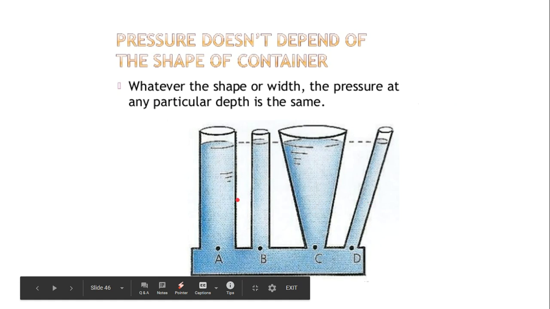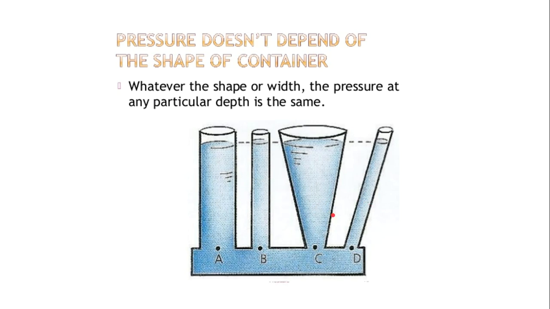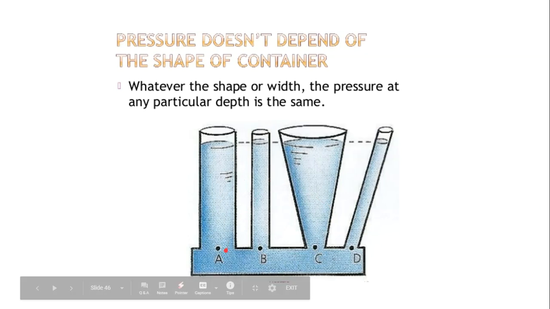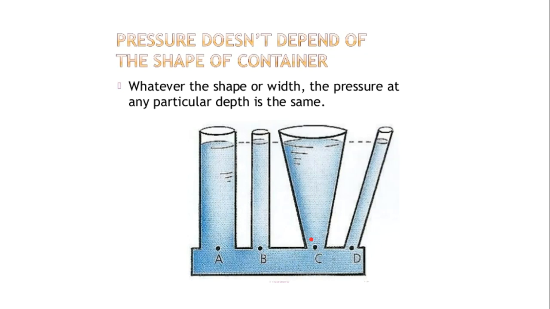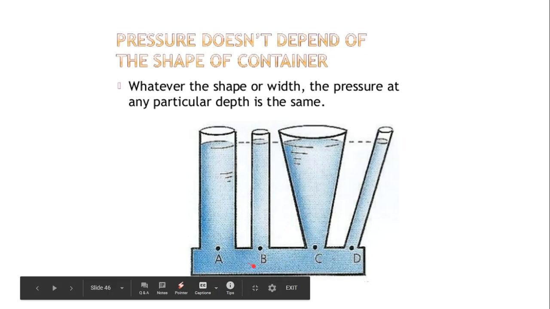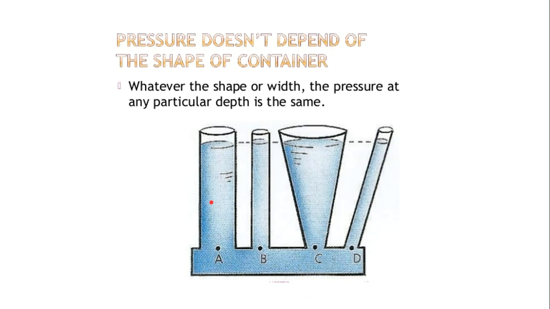Children, this figure shows us that liquid pressure doesn't depend on the shape of the container. Whatever the shape or the width, the pressure at any particular depth is the same. In these containers A, B, C and D, the height of the liquid column is the same in all the four containers. Hence, the liquid pressure will be the same in the four containers. It doesn't depend on the shape of the container.